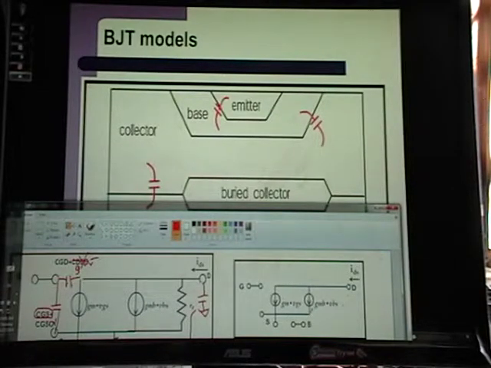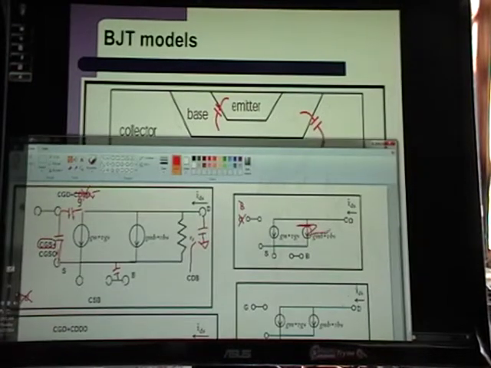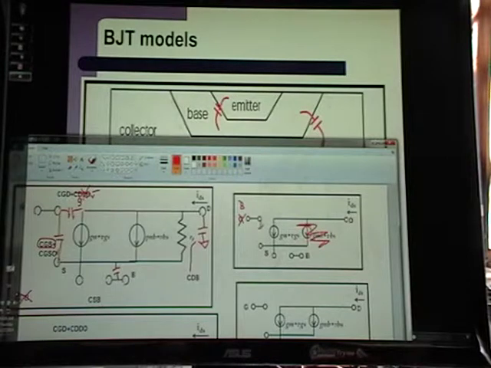So you have, oops, it says gate. That's base. Wow, okay, we got all MOSFET models here. So let's make this into a BJT model. All better. This goes away. So here's the emitter. That's the collector. Okay, so you see you have a base emitter capacitance.